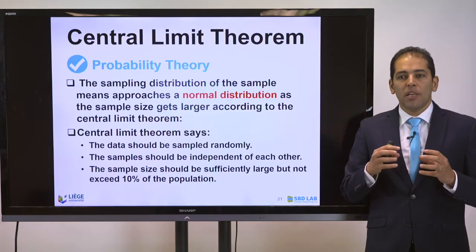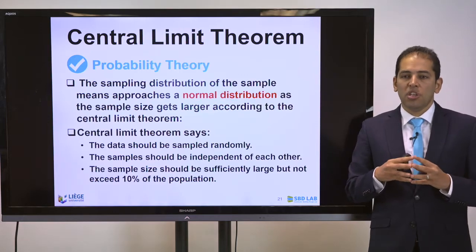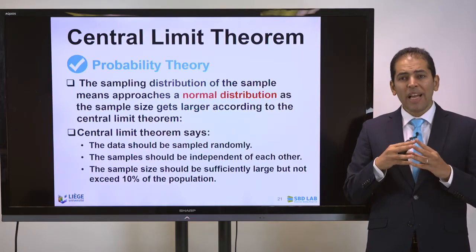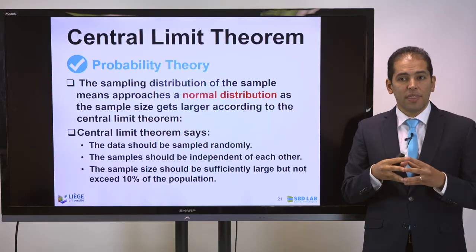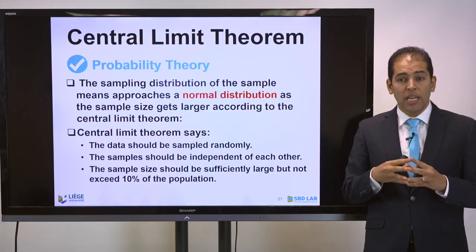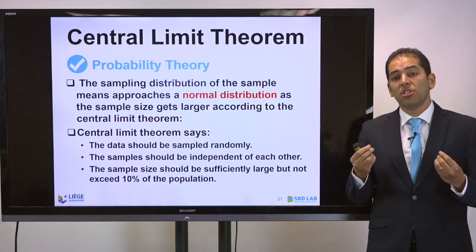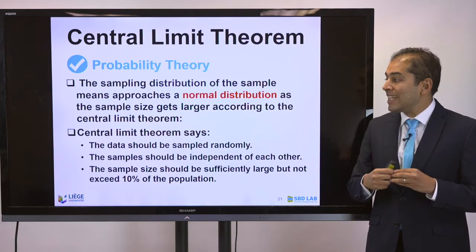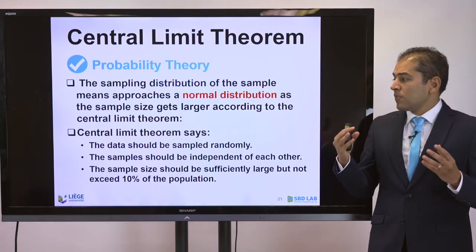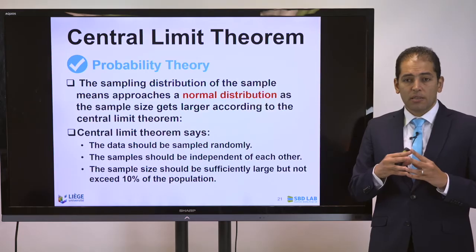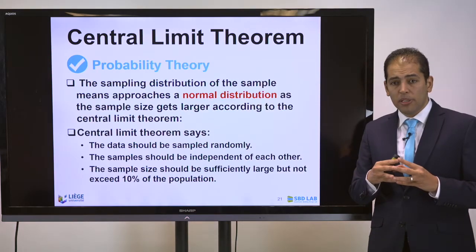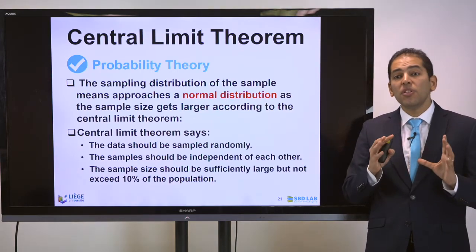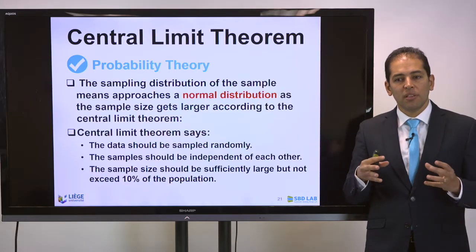But now let's move to a very important theorem that we all use to justify the sample size and make sure that our sampling error is small. Since we are falling under probability theory in order to conduct our random sampling, the sampling distribution of the sample means approaches a normal distribution as the sample size gets larger, according to the central limit theorem. What does the central limit theorem say? The data should be sampled randomly, the samples should be independent of each other, and the sample size should be sufficiently large but not exceeding 10% of the population.